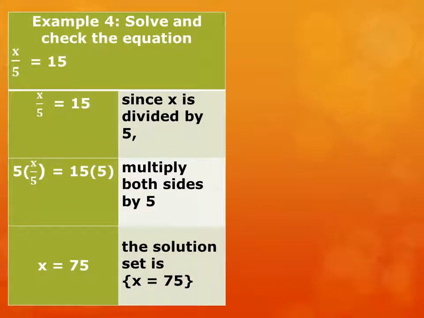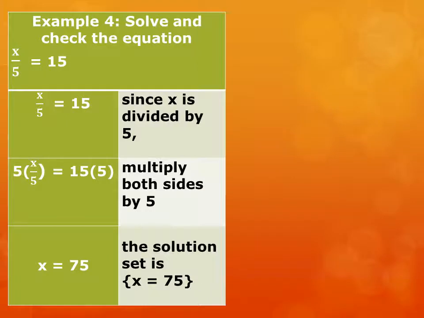Example number 4. Solve and check the equation x divided by 5 is equal to 15. Since x is divided by 5, we are going to multiply both sides by 5. So it becomes 5 times x divided by 5 is equal to 15 times 5. Then we are going to simplify the equation. So 5 times x, that is 5x, divided by 5, that is x, is equal to 15 times 5, that is 75.